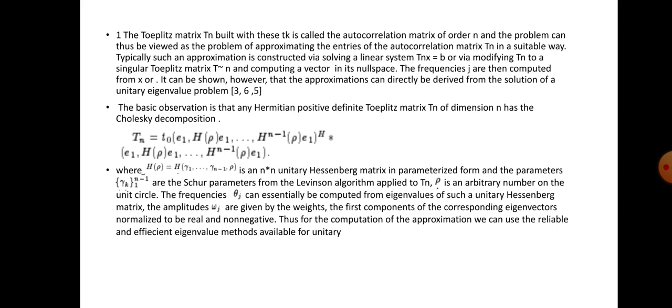The frequencies theta_j and then omega_j are computed from x. It can be shown, however, that the approximations can directly be derived from the solution of a unitary eigenvalue problem. For example, let's take it. The basic observation is that any Hermitian positive definite Toeplitz matrix T_n of dimension n has the Cholesky decomposition. That is, you can see this, right?